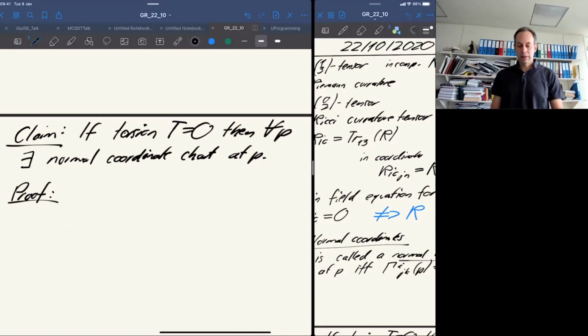So this is a claim that I would like to briefly prove, because I think the proof is kind of nice and also simple enough to write down in relatively short time.